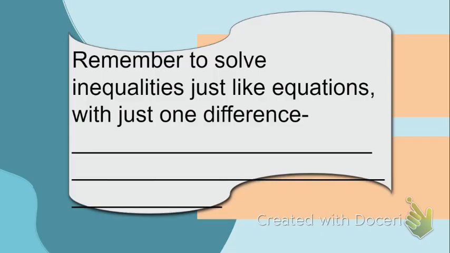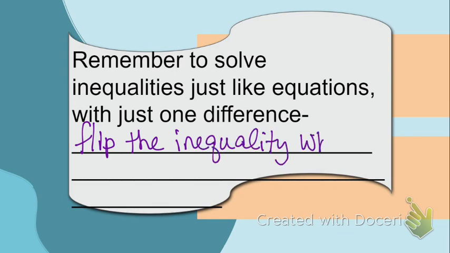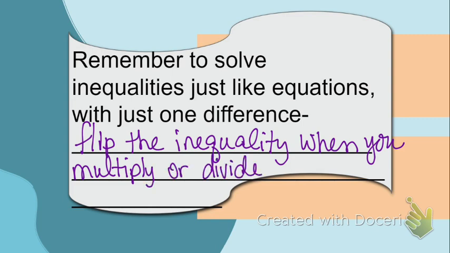All right, one more rule here. Remember, to solve inequalities, just like equations with one difference. Okay, remember that difference for inequalities? When you multiply or divide by a negative, you are flipping your inequality. Okay, so flip the inequality when you multiply or divide by a negative. All right, that is your rule. And when you multiply or divide by a negative, you flip that inequality. You already know this.